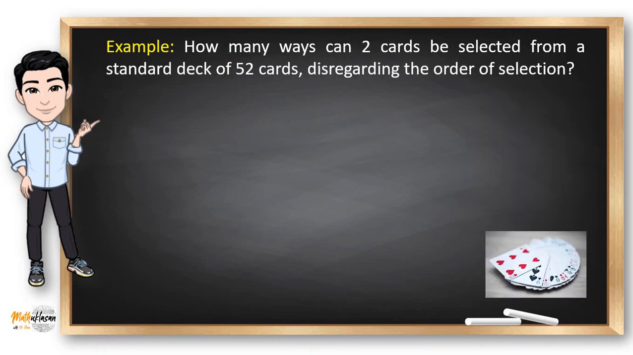In this example, we need to determine how many ways can two cards be selected from a standard deck of 52 cards, disregarding the order of selection. So the order or the arrangement here is not important. So it doesn't matter what type of card you are going to select from a deck of cards containing 52. So n is just 52 while r is 2. So 52C2 is equal to 1,326.